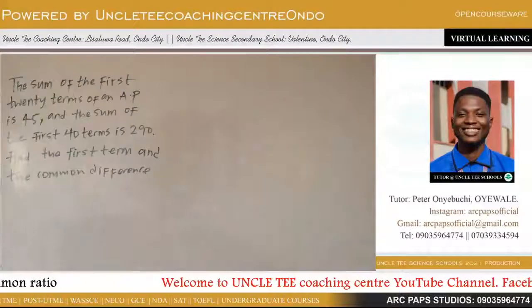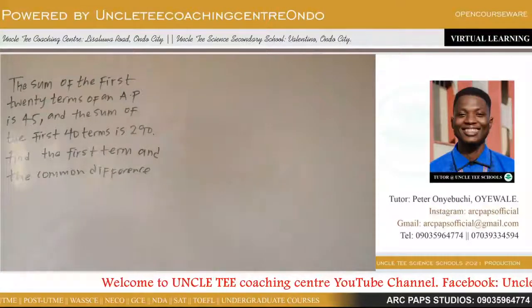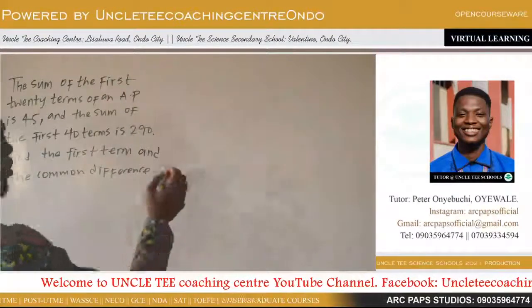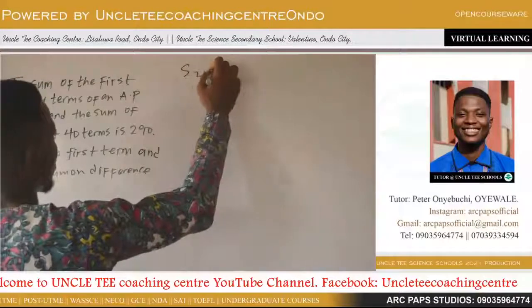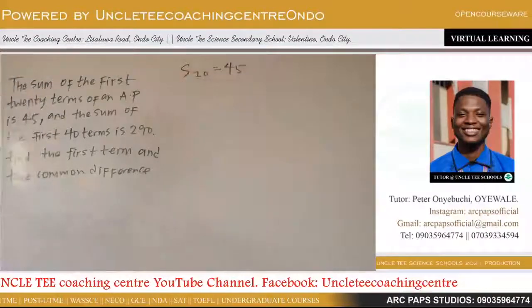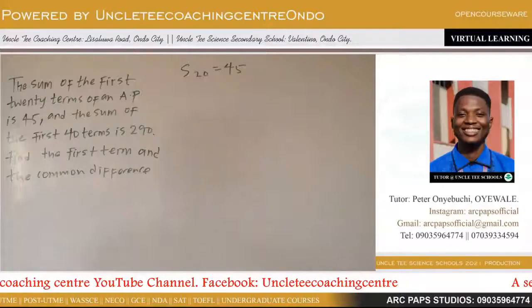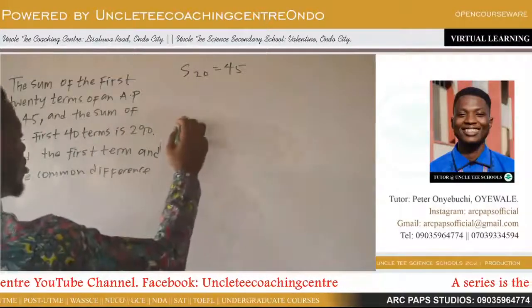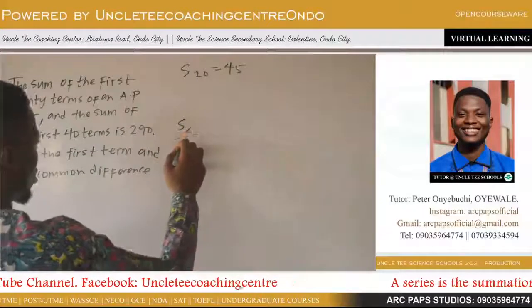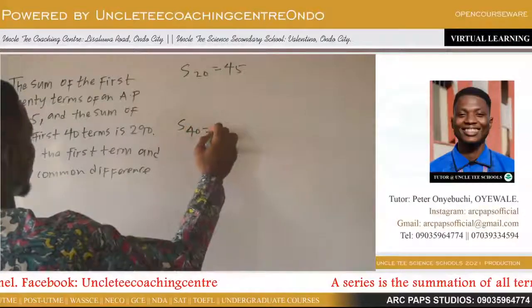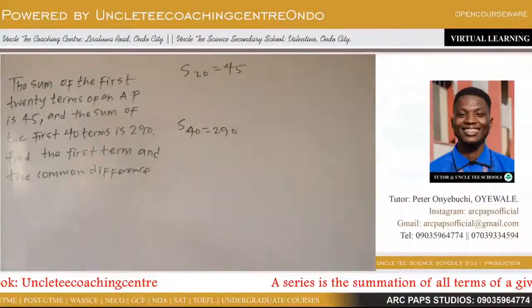Okay, welcome to this particular question. The sum of the first 20 terms of an AP is 45, and the sum of the first 40 terms is 290. Find the first term and the common difference. We are given S20 to be 45, and S40 to be 290.